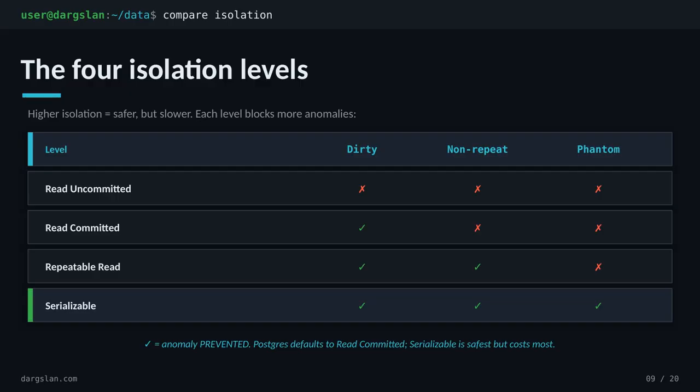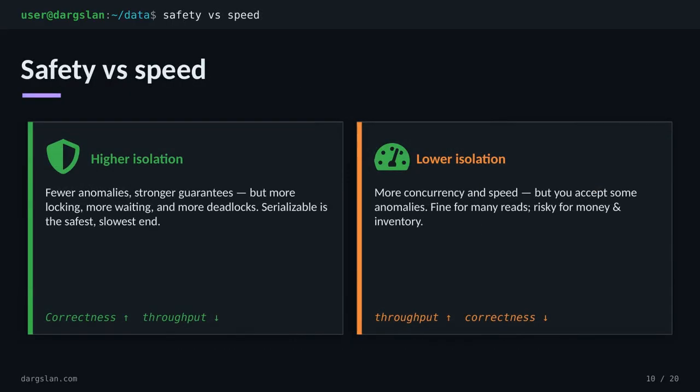Postgres defaults to read committed for a reason, because serializable is the safest, but pays for that safety in throughput. And that trade-off is really the whole story of isolation levels. Crank it up and you get fewer anomalies and stronger guarantees, but you pay for it with more locking, more waiting, and yes, more deadlocks. Dial it down and you get concurrency and speed, but you're quietly accepting that some anomalies will slip through. That's fine for a dashboard query, but it's the kind of choice that can cost you real money when you're moving funds or decrementing inventory.